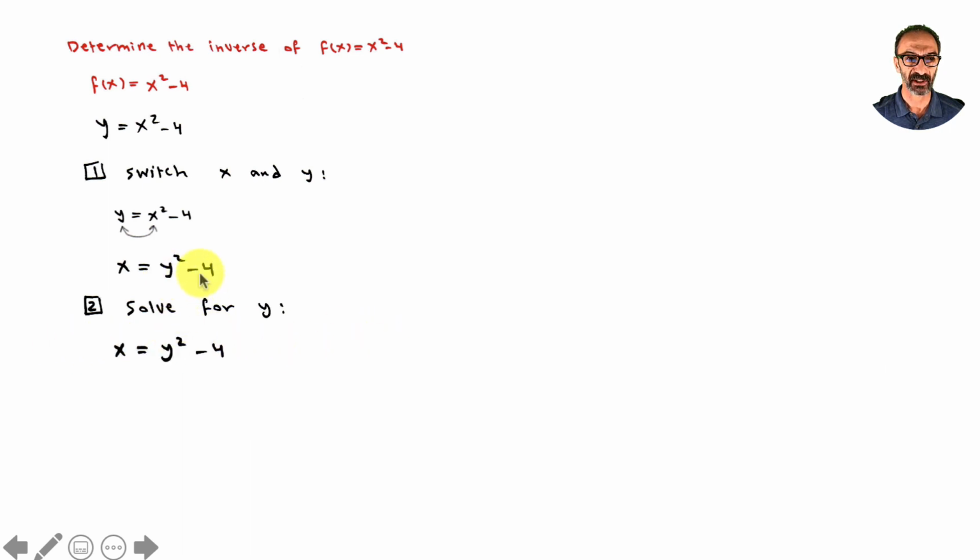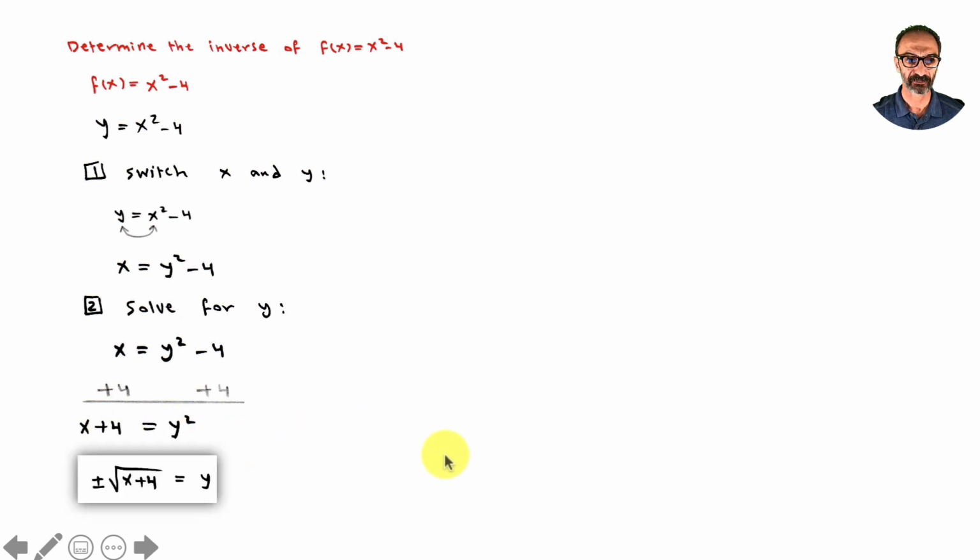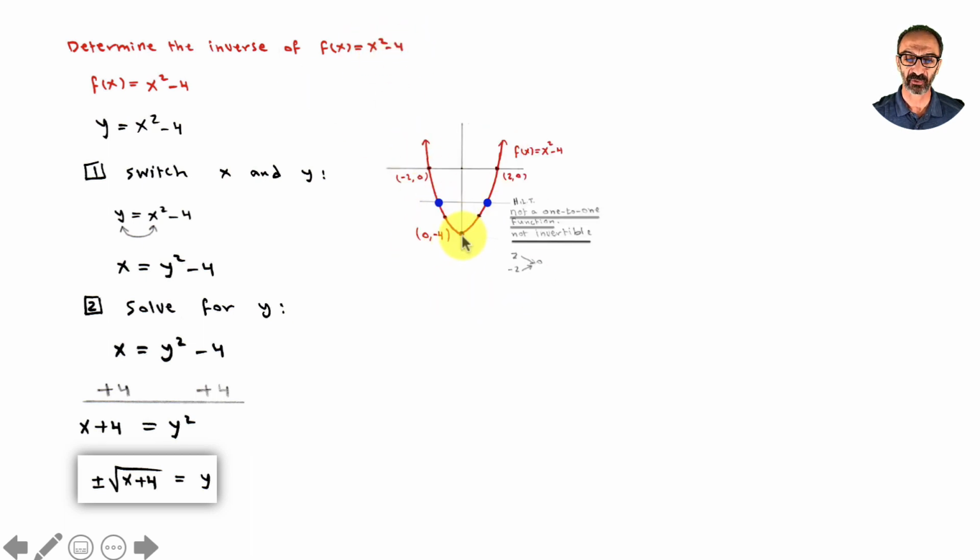To solve for y, I'm going to add 4 to both sides. This cancels. Y to the second is by itself on the right. On the left, I have x plus 4. Take the square root of both sides. I have y equals plus minus square root of x plus 4. Now to graph this function right here, it's a parabola that is shifted down 4 units. We could see that it doesn't pass the horizontal line test, which means it's not a one-to-one function, which means it's not invertible.